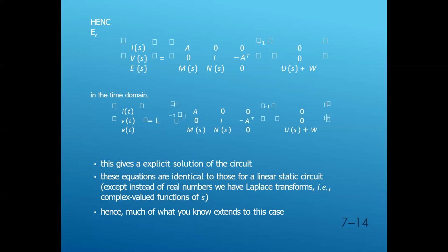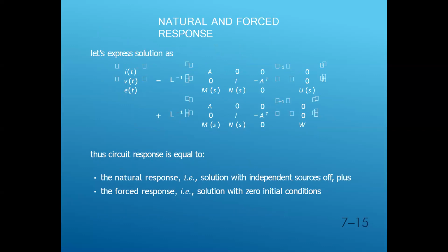These equations are identical to those for a linear static circuit, except instead of real numbers, we have Laplace transforms, that is, complex valued functions of s. Hence, much of the theory carries over in this case. Let us express a solution as I(t), V(t), and E(t) equal to L inverse of [A 0; 0 I − A^T] M(s) N(s) 0, plus L inverse of [A 0; 0 I − A^T] M(s) N(s) equal to 0.